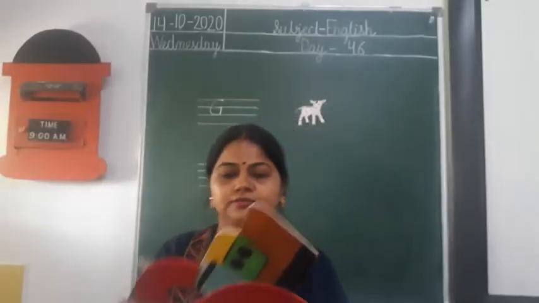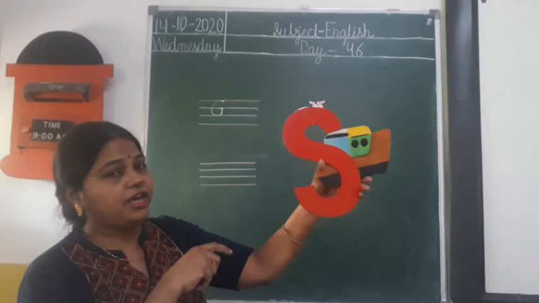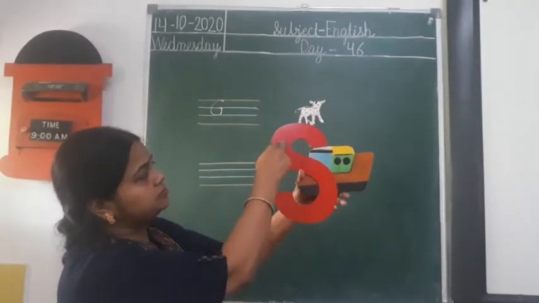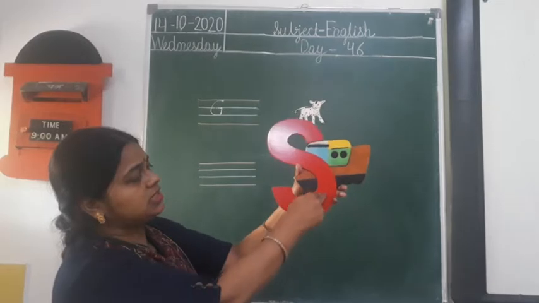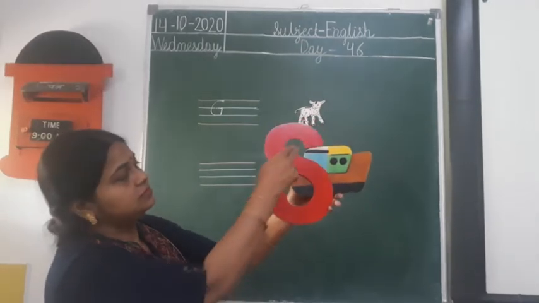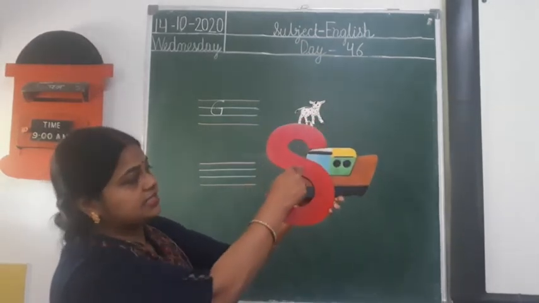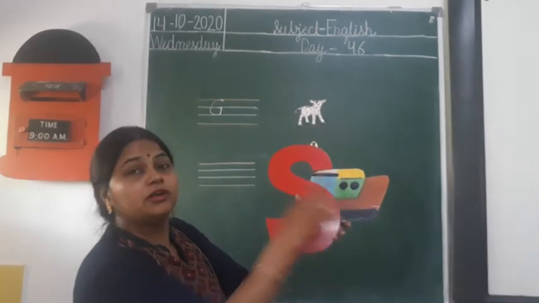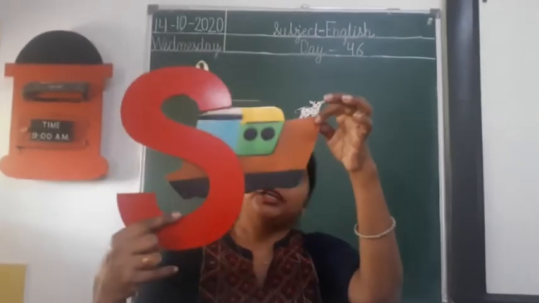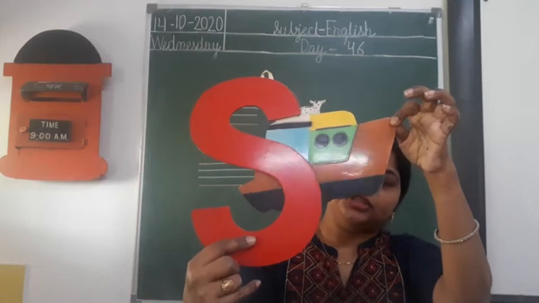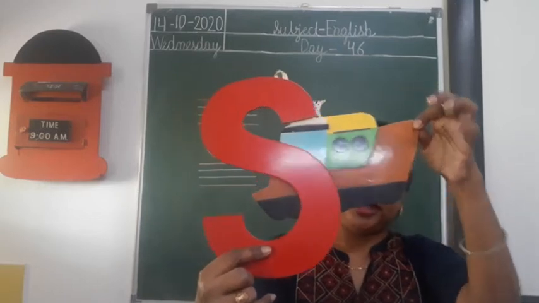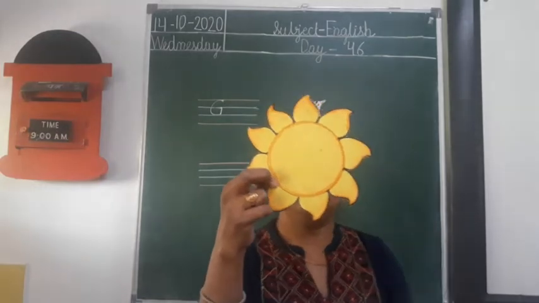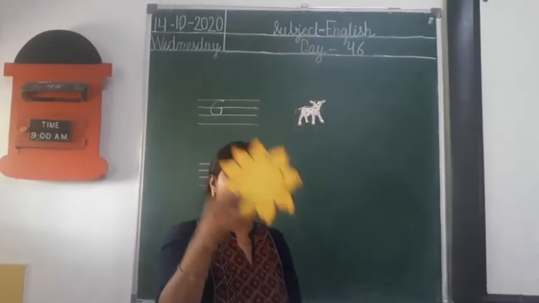Now, see. Look carefully. Again, I am going to place my finger on it. Tell me, which letter is this? Letter S. S for ship. Can you see the ship? S for ship. S for sun. Okay.